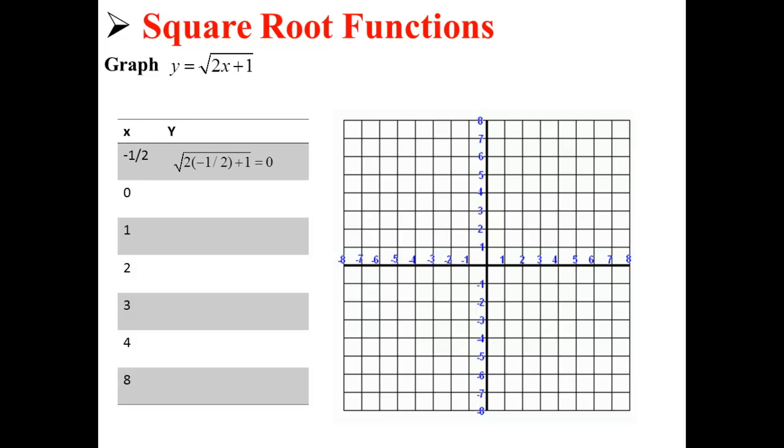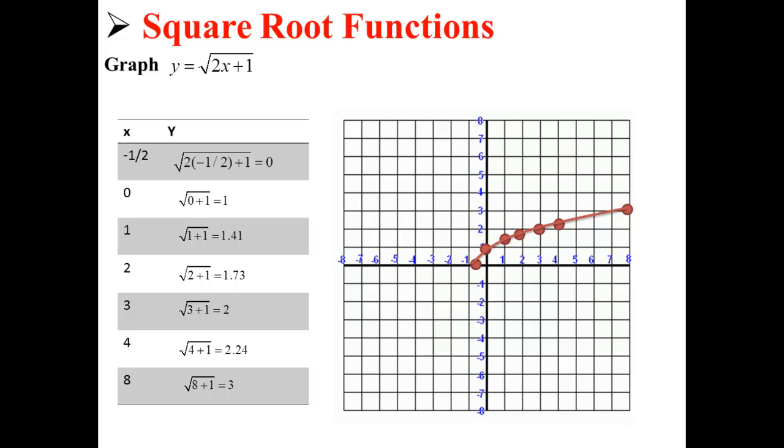For example, we start with negative 1/2. That gives us the square root of 2 times negative 1/2 plus 1, which is equal to 0. We do this for all the numbers until we have found all of our x and y values.